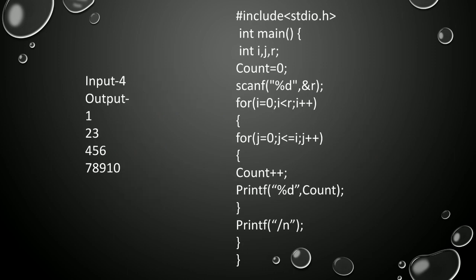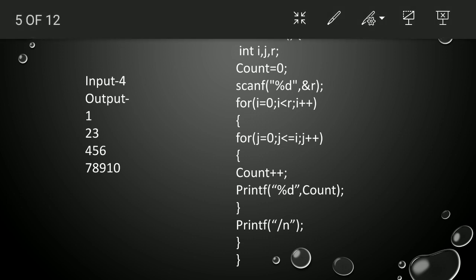Next question. It's a simple pattern based printing question. See here, we have been given 4, so up to 4 rows we want it, and we want it in an incrementing fashion, like 1 2 3 4 5 6 7 8 9 10. In this fashion we want.